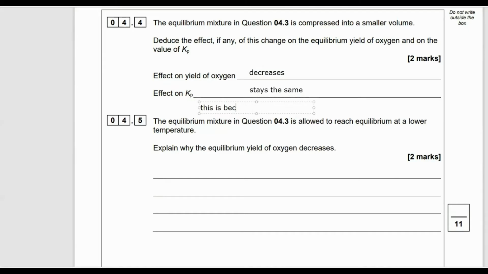Okay, so let's just have a little look at the next question, which is going to be 4.5.